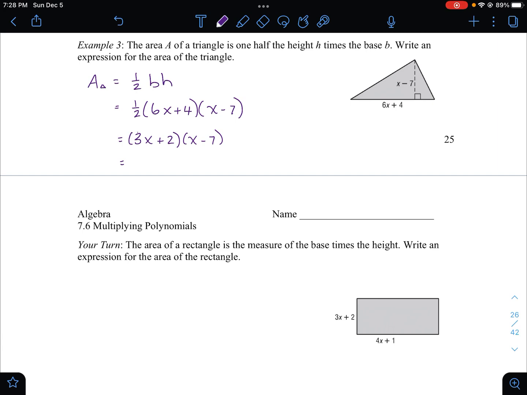All right, so first, 3x squared minus 21x plus 2x minus 14. Running out of room. So the area of the triangle is 3x squared minus 19x minus 14. And that's just an expression for the area.